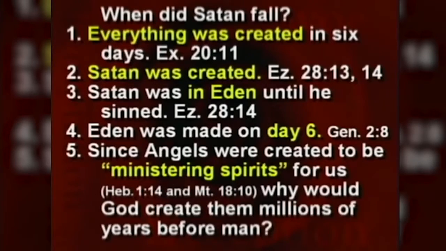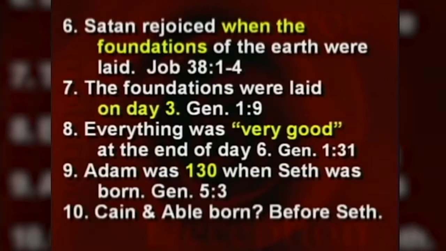Here's some things to consider, okay? Number one, everything was created in 6 days. Number two, Satan was created. Satan was in Eden until he sinned. Eden was made on day 6. Angels are made to be ministering spirits for us, so why would God make them millions of years before we get here, okay? Satan rejoiced when the foundations of the earth were laid. The foundations were laid on day 3.